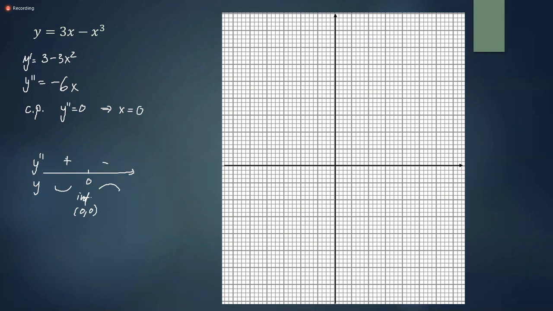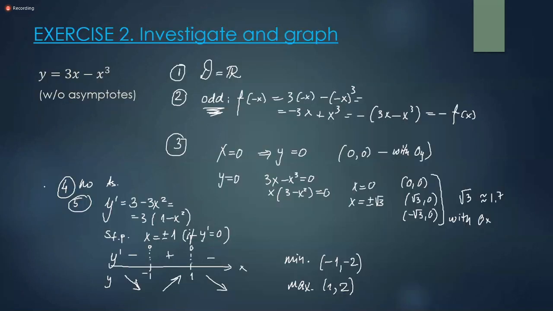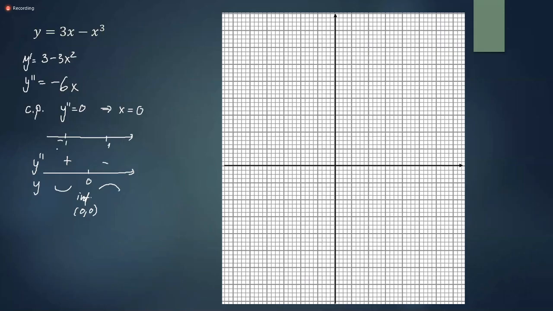Now I am putting this together with the information from the first derivative. In the first derivative, we have critical points -1 and 1. Look back. Decrease, increase, decrease. So I am doing decrease, increase, decrease, right? Now I have this information, and also I remember that we had a minimum at -1, -2, and the maximum at 1, 2. This is simply a reminder.